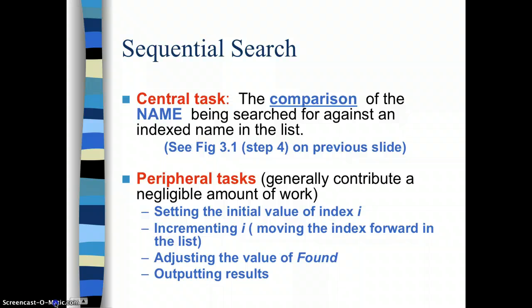That was the sequential search algorithm, and the central task, if you want to think about what is the main thing that we're doing in this while loop or in this algorithm, is to do a comparison to check to see if we have found the name. So that is really what your measurement or unit of work is, the comparison step. The other tasks, as far as incrementing the value and outputting the results, they're just basically peripheral tasks, and they don't contribute to the amount of work. They're not good measurements in terms of how to really quantify how much work you're doing.